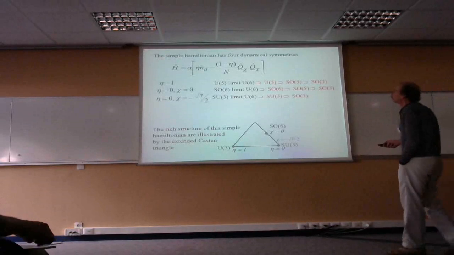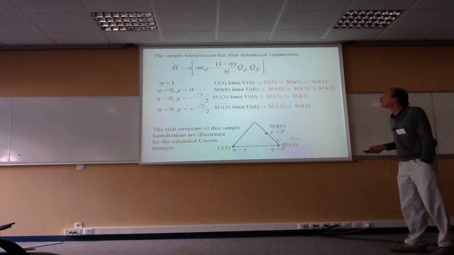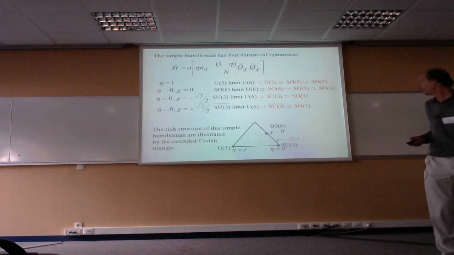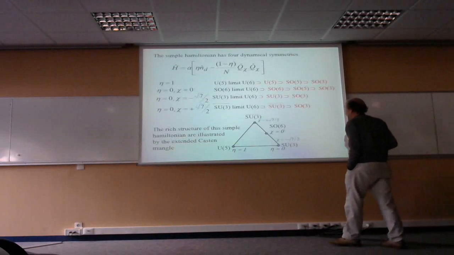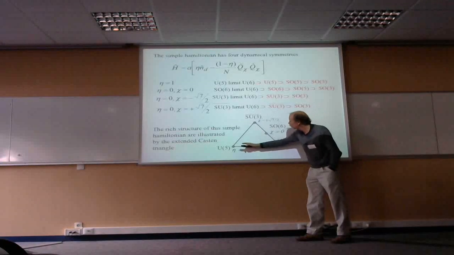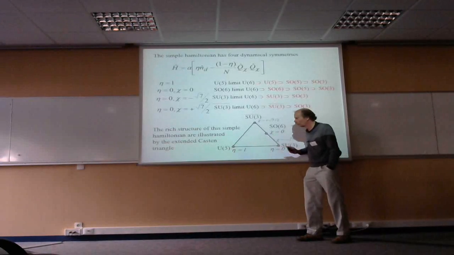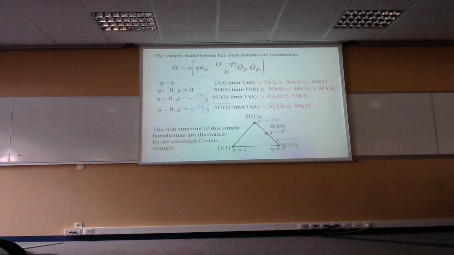And then finally, if eta is equal 0 and chi is plus square root 7 divided by 2, I have this SU3 bar symmetry. So these are defining oblate rotors. And so we see here, with these 2 parameters, we have 1, 2, 3, 4 dynamical symmetries. And the interesting thing is that we can now study how you go over from one of these dynamical symmetry-like nuclei to another one.